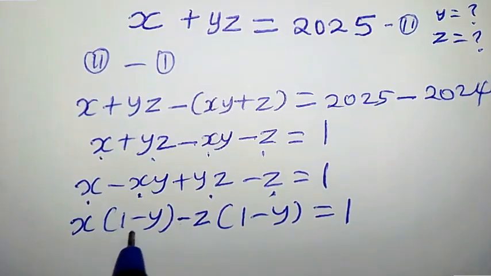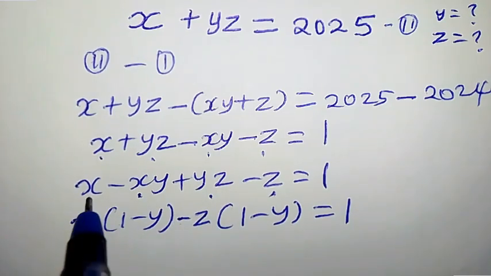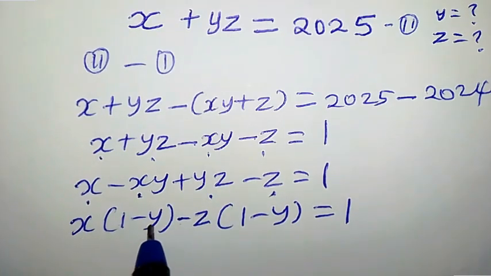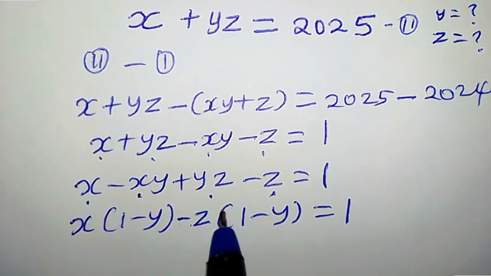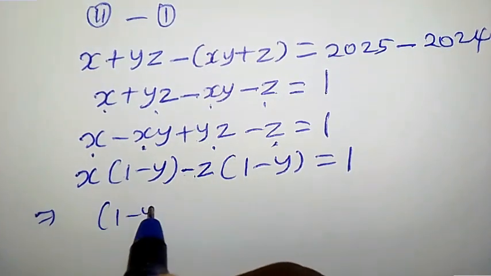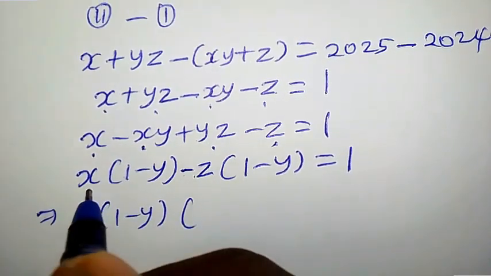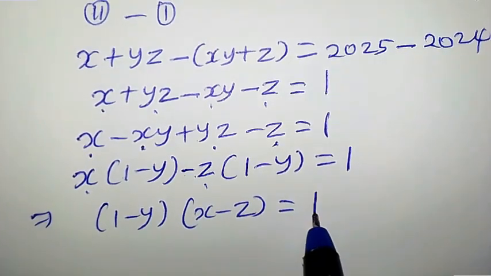Let's confirm if this left hand side is equal to the original. x times 1 is x. x times minus y is minus xy. Minus z times 1 is minus z. Minus z times minus y is plus yz. Let's continue. This implies that 1 minus y times x minus z is equal to 1.